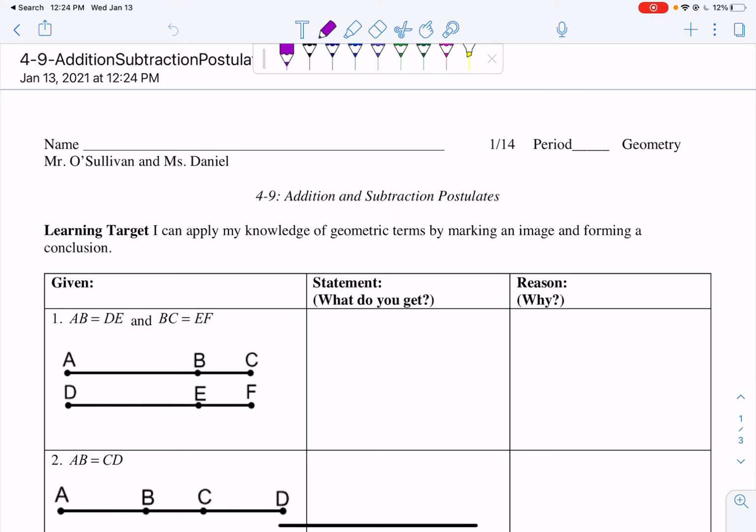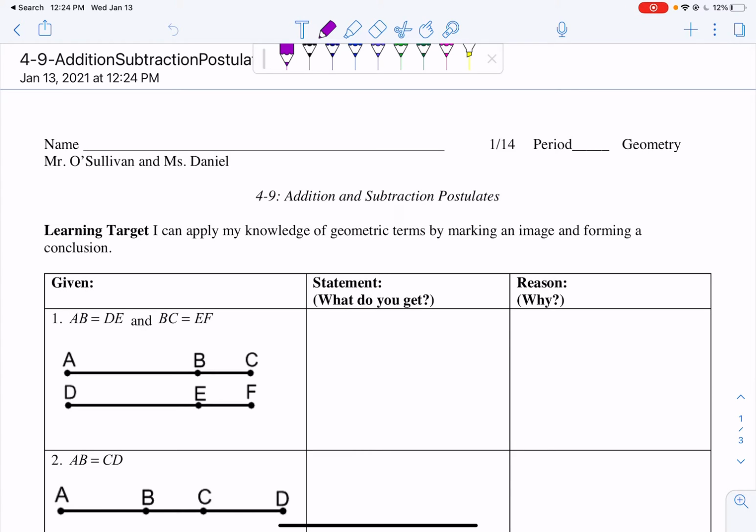So what we're going to be looking at today is how we can add side lengths together and angle measures, and how we can also subtract them to make conclusions when we're marking our image. So today's learning target is I can apply my knowledge of geometric terms by marking an image and forming a conclusion. Whenever we're learning about new postulates, this is going to be our go-to learning target.